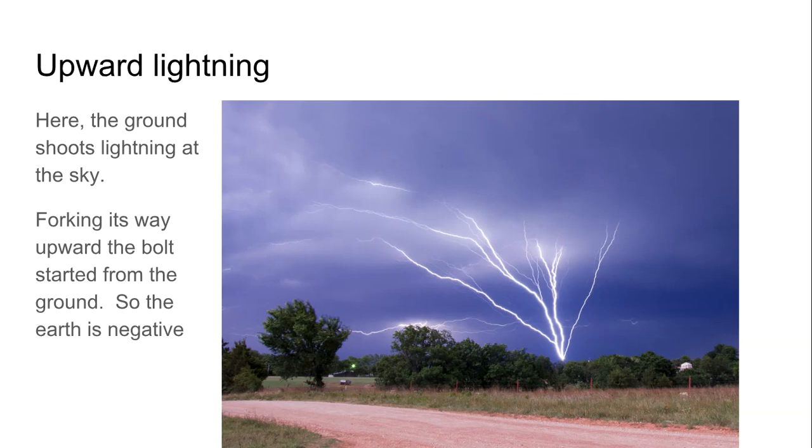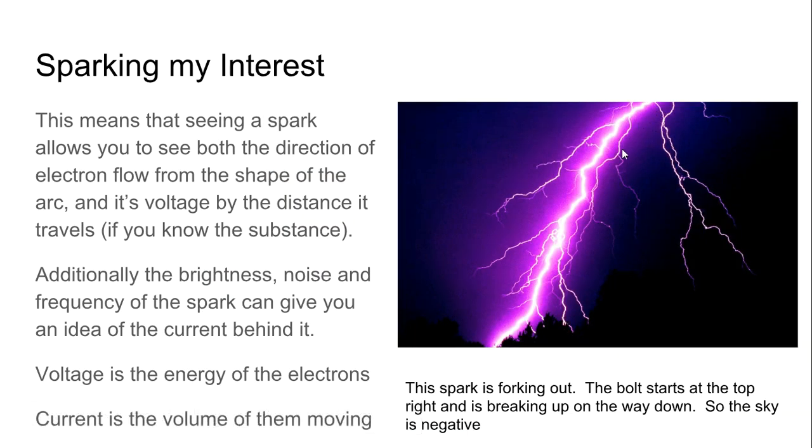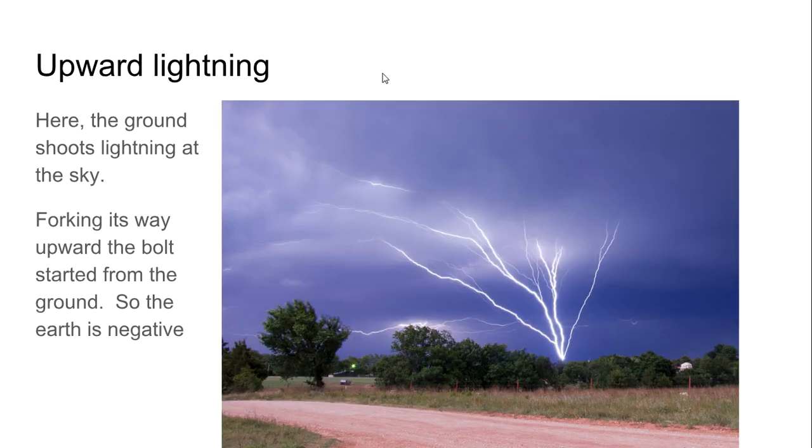Now, which lightning would kill you more? Lightning that started from your head and spread out to the sky, or lightning that started in the sky and spread out and hit you? So oddly enough, the biggest fatality rate, is it you being hit by lightning or you hitting something else by lightning?